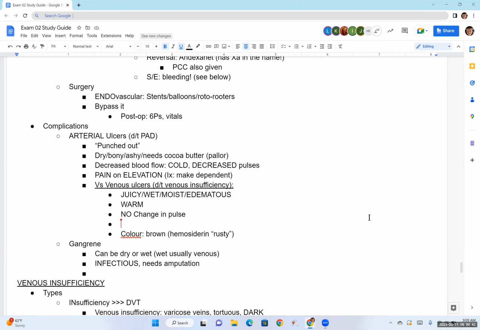That's how it should be. So if you do ankle over brachial, that's going to be a good number. But your brachial probably won't change, while your ankle, if it starts being compromised, is going to decrease. So it's ankle over brachial.